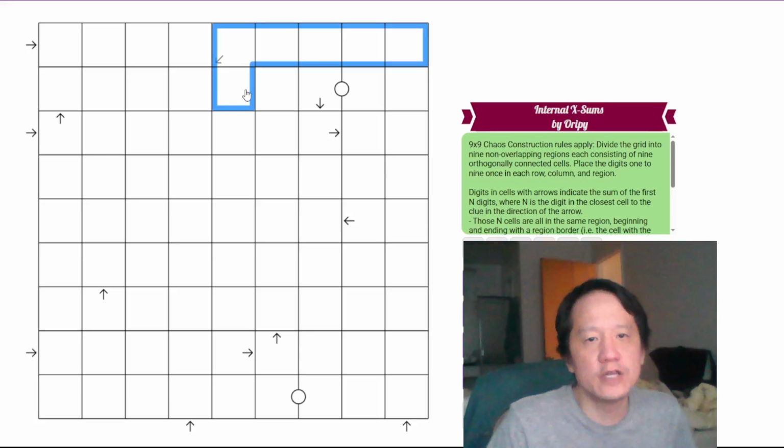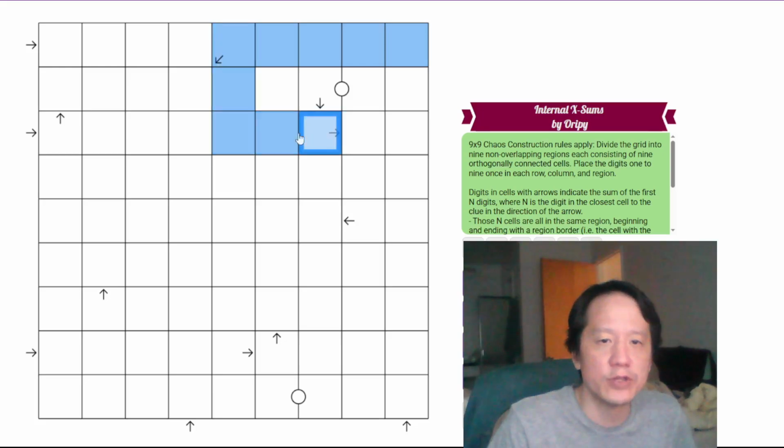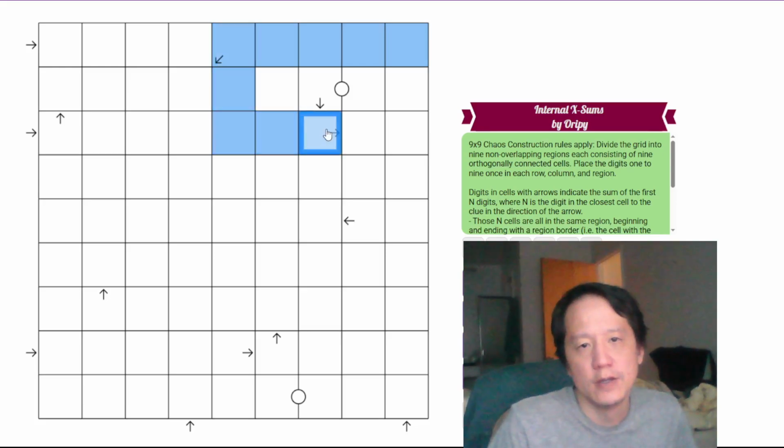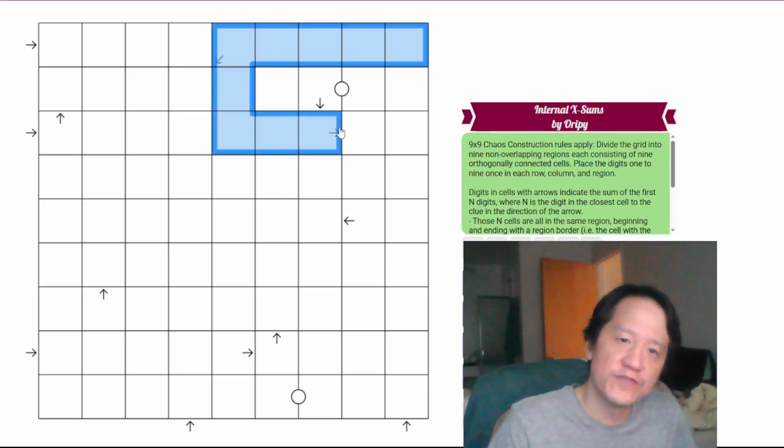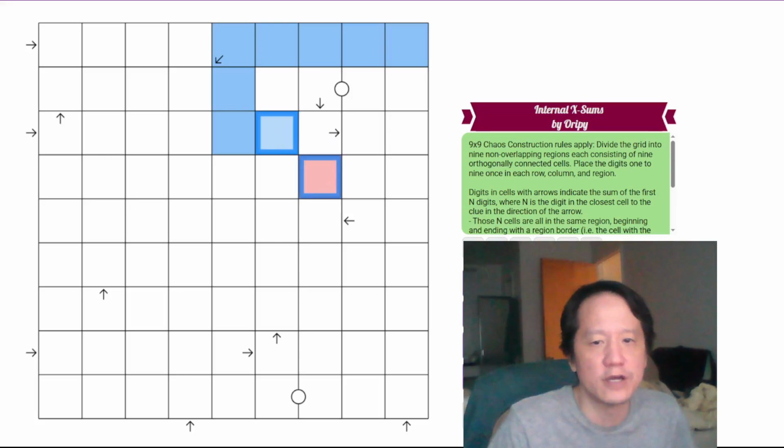So for an orthogonally connected region, that means if you have a region, you should be able to go from any cell in the region, stay in the region just by going through edges, and connect to any other cell in that region. So this is a valid example of a region. This would not be because, again, to get from any of these cells to here, you can't stay in the region by just crossing edges. You would have to cross a corner here, which is not allowed.